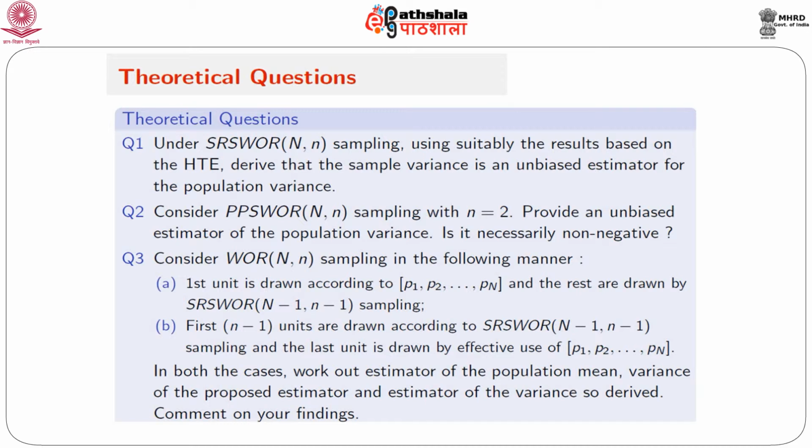Question number 2. For PPS without replacement sampling of sample size 2, provide an unbiased estimator of the population variance. Is it necessarily non-negative? Good question. When it says provide an unbiased estimator of the population variance, the tricky part, if you can say so, is that once you know the expression for the variance of the Horvitz-Thompson estimator under a fixed size design, it has a component (yi by pi i minus yj by pi j) whole square.